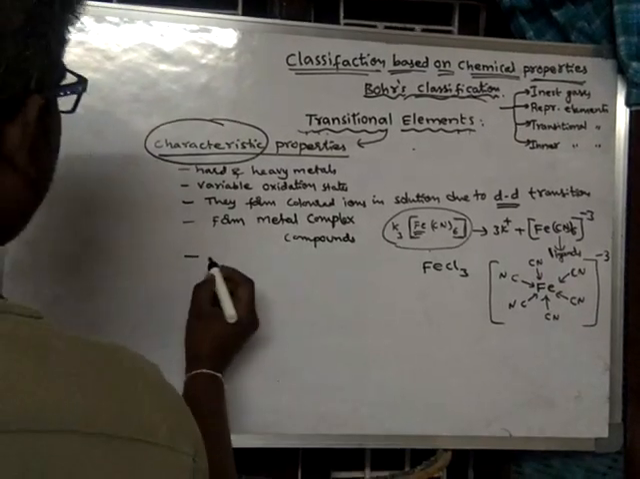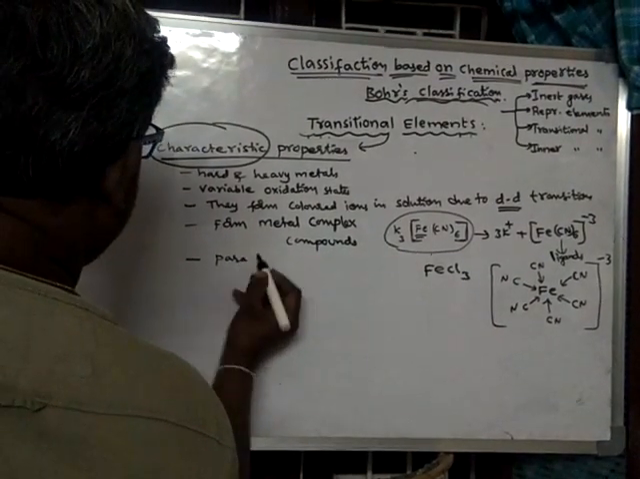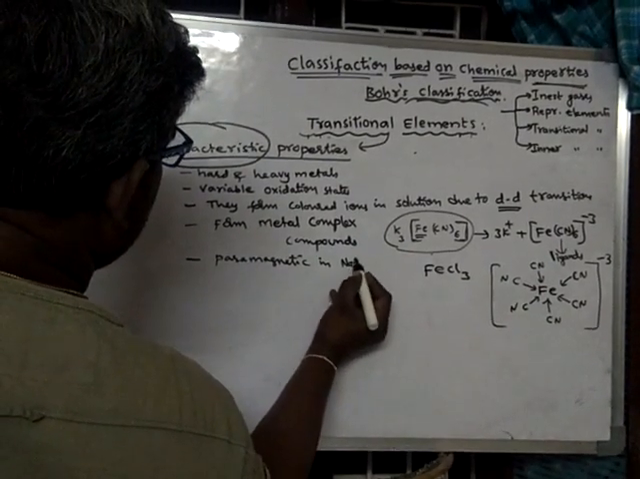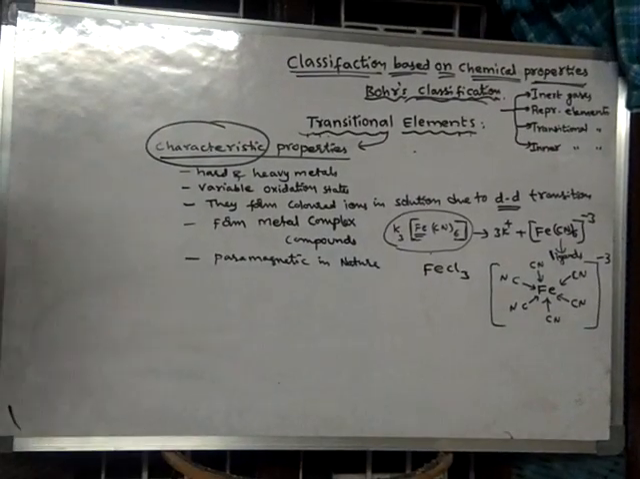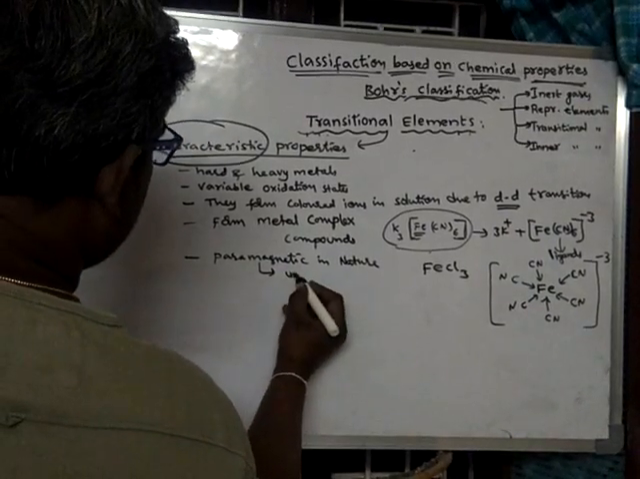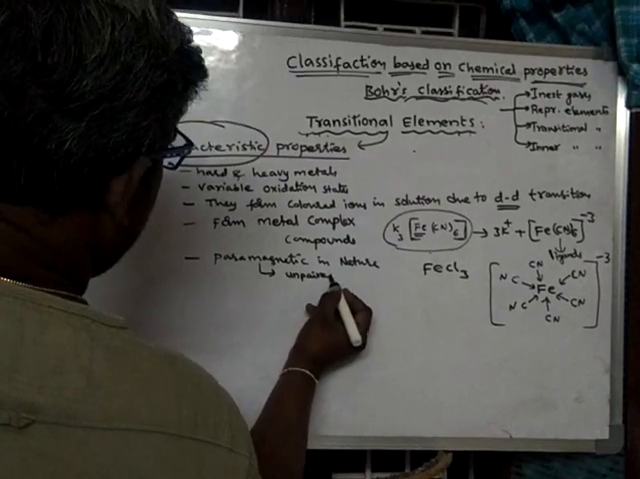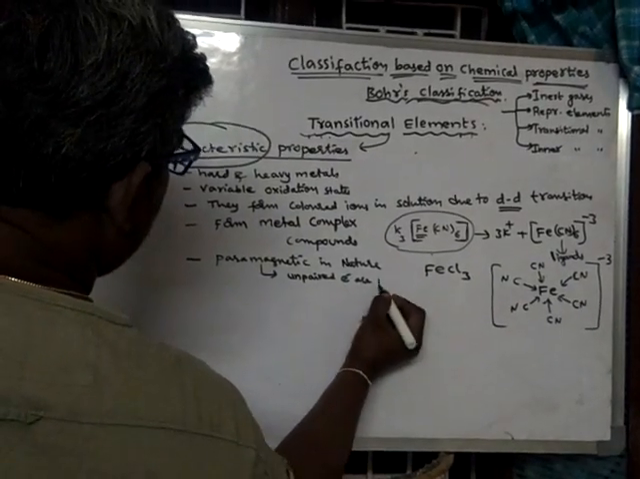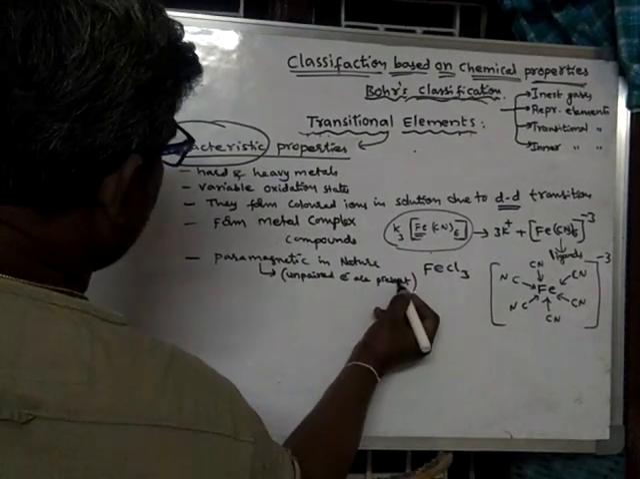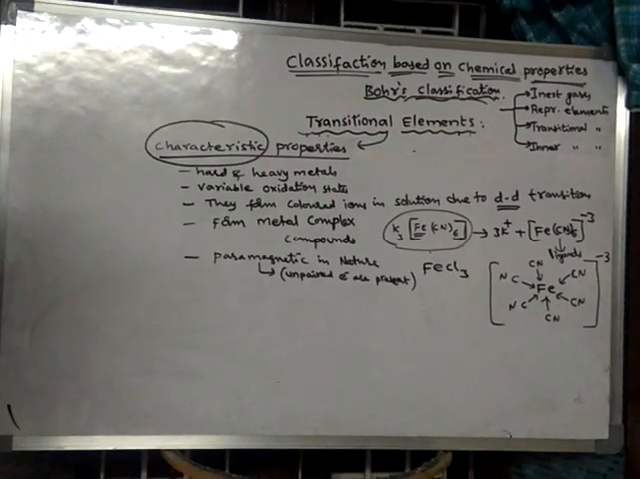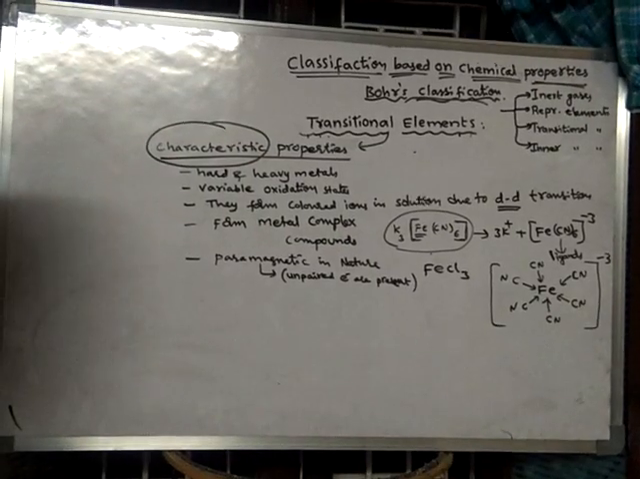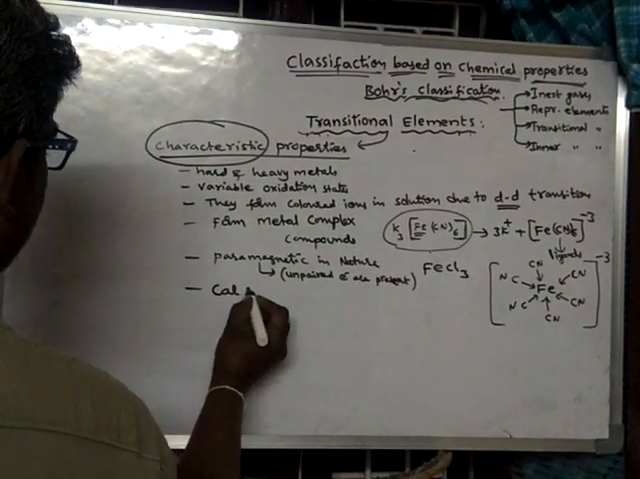Next, they are paramagnetic in nature. Already we have learnt about paramagnetic nature. So what is paramagnetic? Paramagnetic nature is shown when unpaired electrons are present. When unpaired electrons are present, they show paramagnetic nature. That means they are weakly attracted by the magnetic field. So these transition elements show paramagnetic property, and they exhibit catalytic activity.